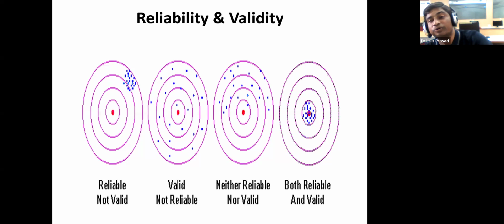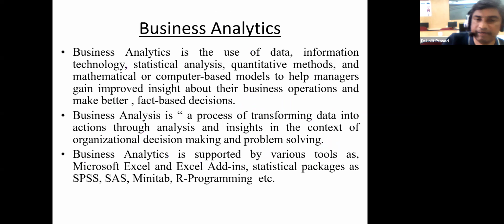So that person will go to the Olympics to fight to get the medal, because it is reliable also and it is valid also. It is measuring what it is supposed to measure and it is consistent also. So that should be your instrument to measure the data, to get the data. So that is reliability and validity.